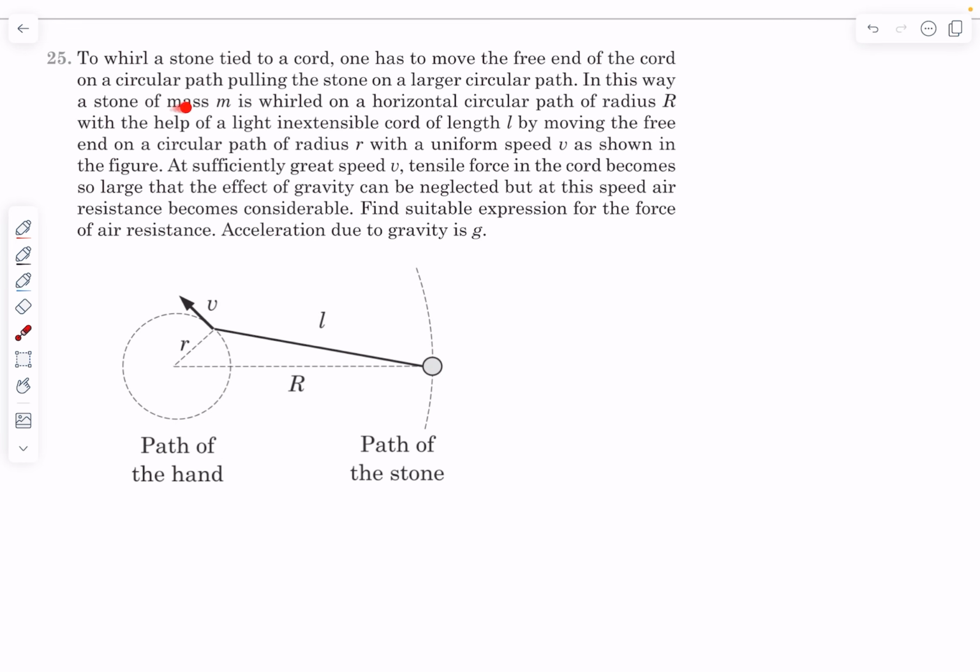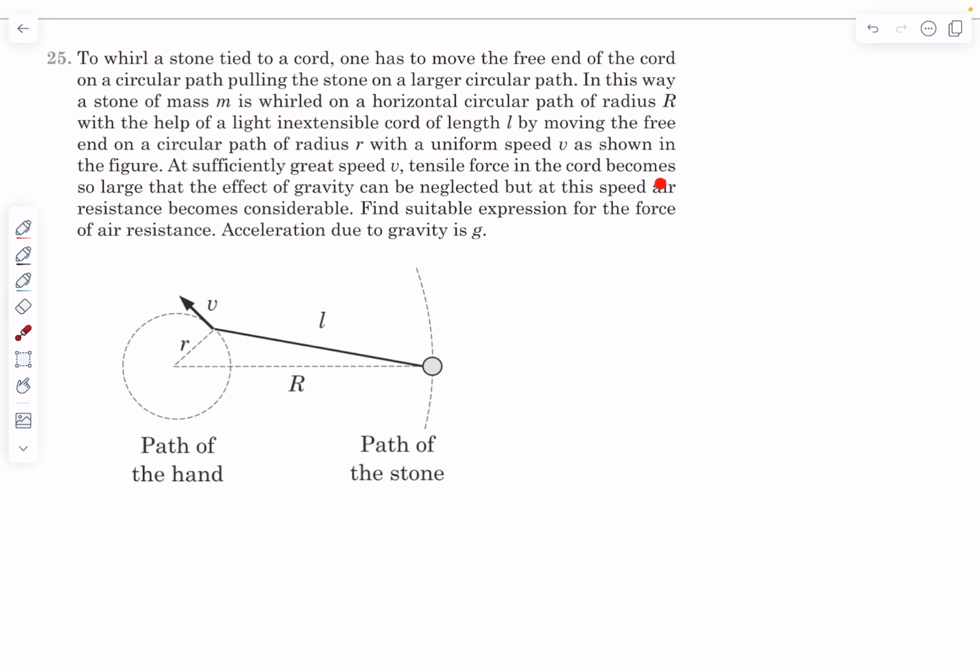So in this way, a stone of mass m is whirled on a horizontal circular path of radius capital R with the help of a light inextensible cord of length L by moving the free end on a circular path of radius R with a uniform speed of v. So the magnitude of v is constant and they're both moving in horizontal circular paths.